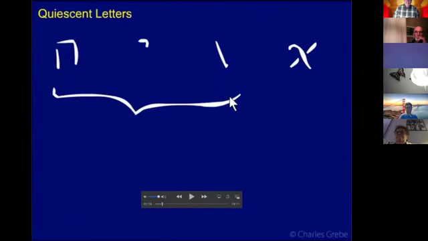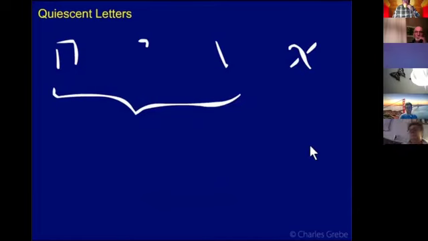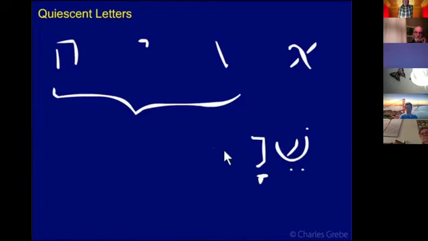Now what about Aleph? Aleph actually can also be a mater. We didn't talk about that before, and it's not that common, but in a word like shena, which means to sleep, the Aleph here is functioning vocalically, together with our qamets, as a vowel. So Aleph too can function as a mater, which is consistent with what we have here with these ones.